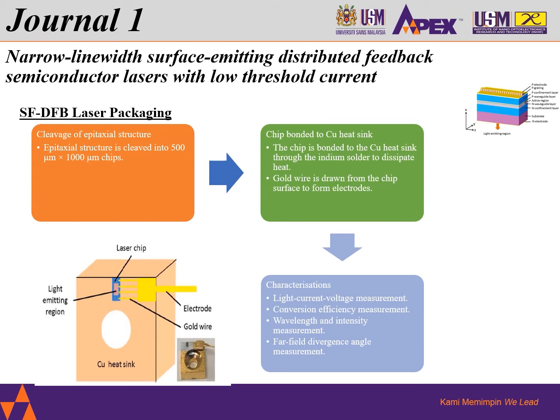After finish with N electrode deposition, the next part is laser packaging. The epitaxial structure is cleaved into 500 micron times 1000 micron chips, and the chip is then bonded to the copper heat sink through the indium solder to dissipate heat, and the gold wire is drawn from the chip surface to form electrodes. Next is characterizations. A few characterizations are performed, which include light current voltage measurement, conversion efficiency measurement, wavelength and intensity measurement, far field divergence angle measurement.